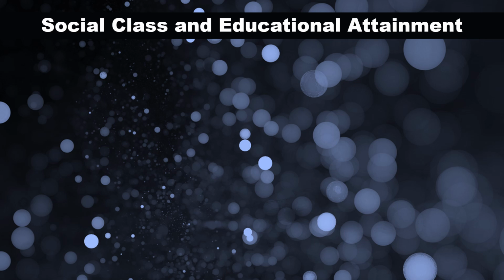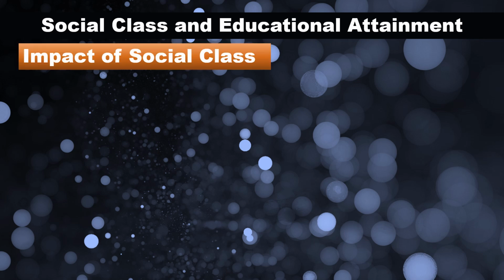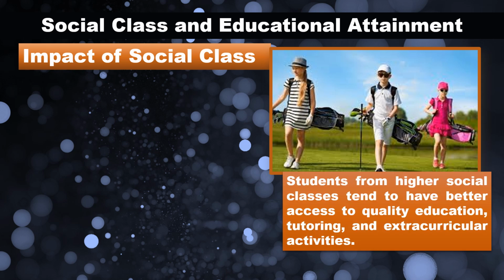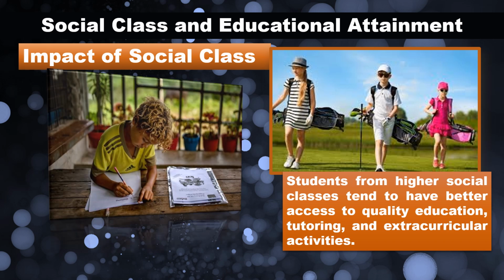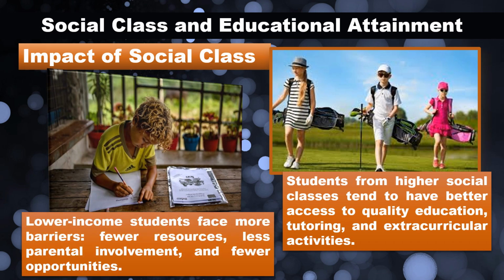Social class and educational attainment. Impact of social class. Students from higher social classes tend to have better access to quality education, tutoring, and extracurricular activities. On the other hand, lower income students face more barriers, fewer resources, less parental involvement, and fewer opportunities.